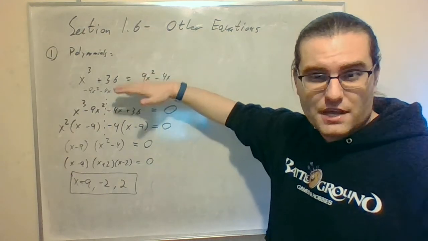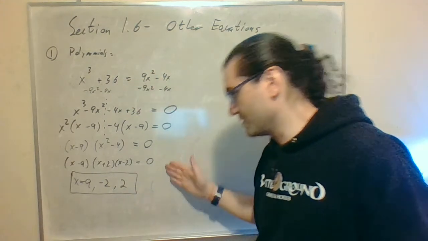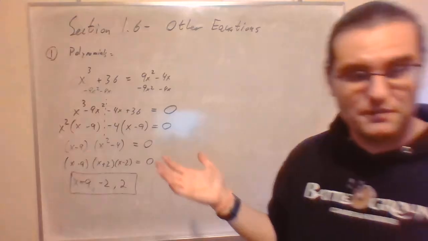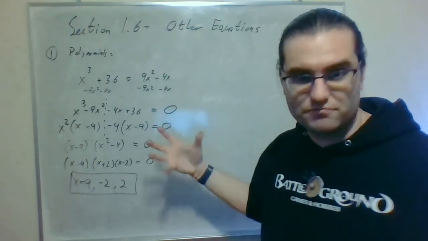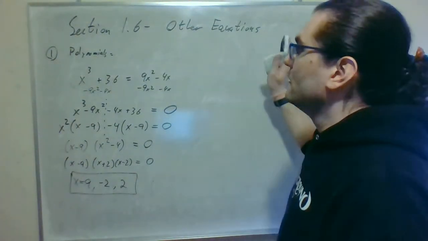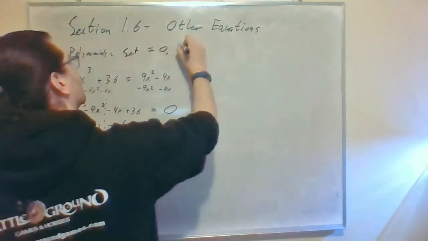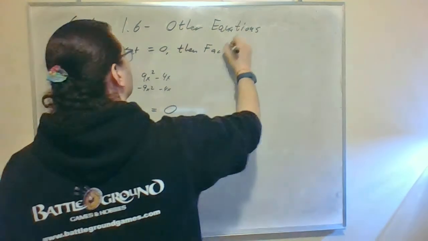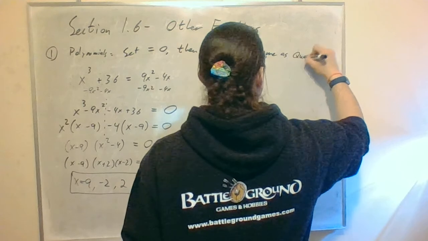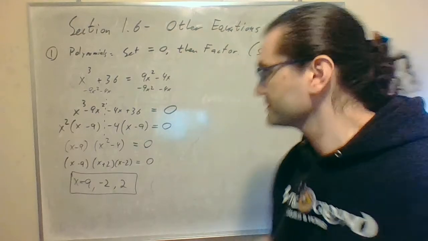Since we've already spent a long time factoring cubics, and we've already spent a long time setting things equal to 0 to solve them, that's really all I'm going to say about the polynomial side of this. It's 2 things we already know how to do. You're just putting them together. Set it to 0, then factor. Let me write that down. Set it equal to 0, then factor. Same as the quadratics.